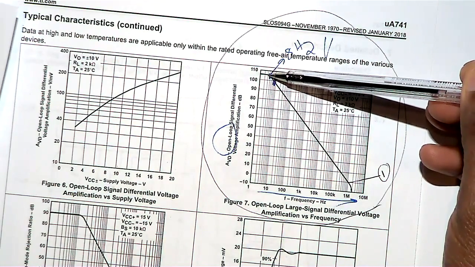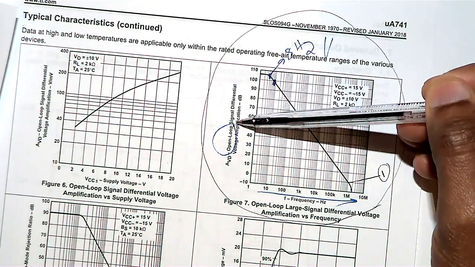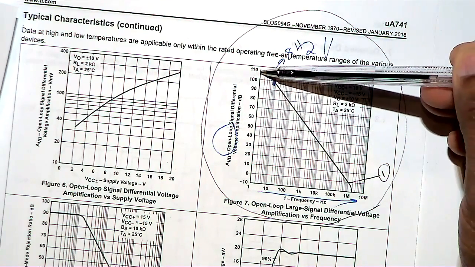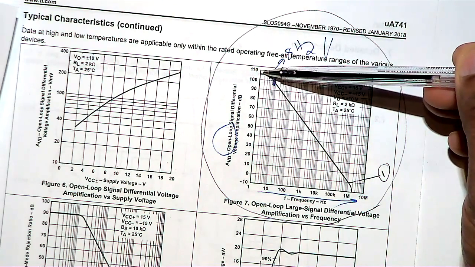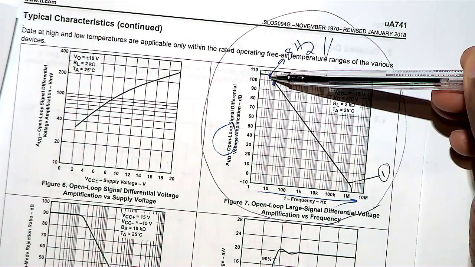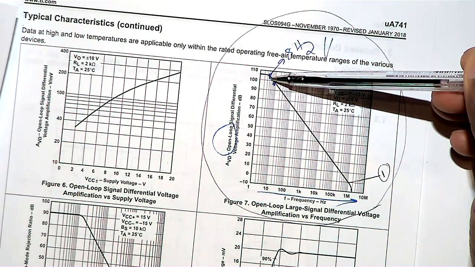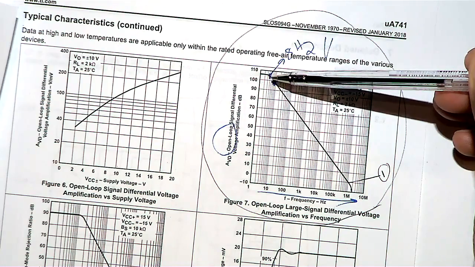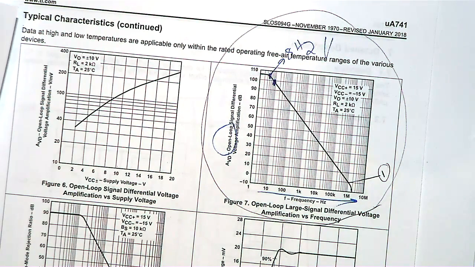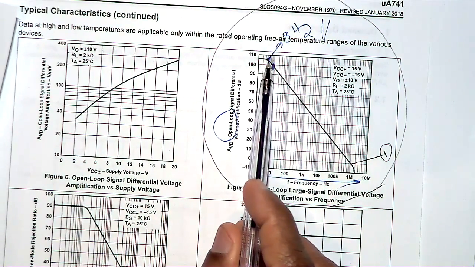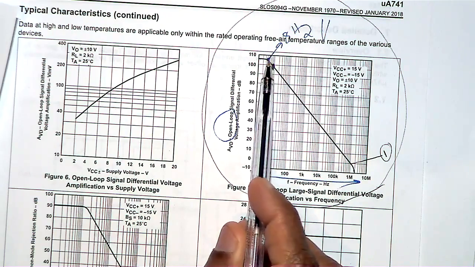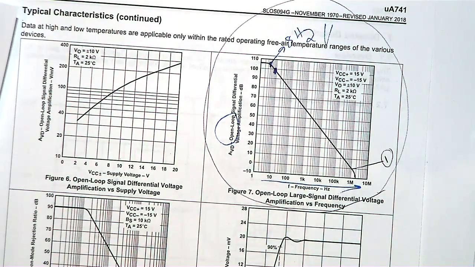The 3 dB point is here, because this is in dB. This is around 105. So 105 is coming here, and 3 dB is coming somewhere here. 105 minus 3 dB is around 102. Then 102 is coming somewhere here, see? That's around maybe 3 or 4 hertz. So that is without feedback.